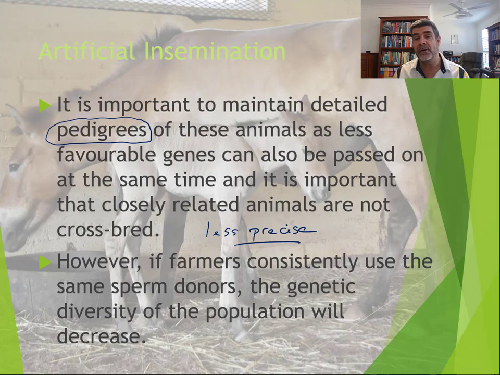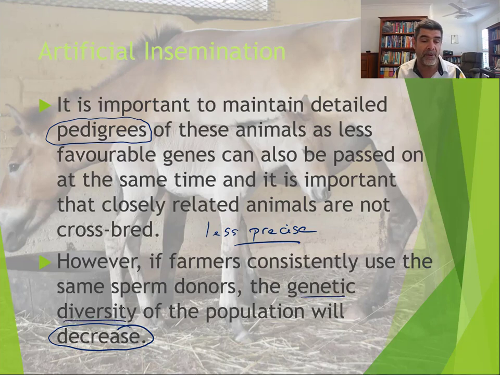Of course, there is also a potential downside to this, and that is if farmers are consistently using the same sperm donors, then the genetic diversity of the population will decrease. So this is another important consideration that we need to be aware of in any type of reproductive technology, and it's one of the things that we've talked about previously in terms of biodiversity: one consequence of the sorts of technologies that we're employing now is that we can reduce biodiversity. We can reduce the number of genes that are in the gene pool, or at least the incidence of various alleles within the gene pool, and as a result of that, we can affect genetic diversity.